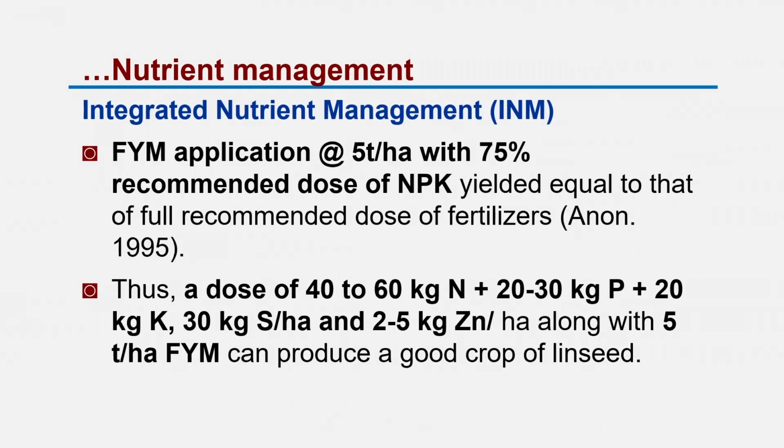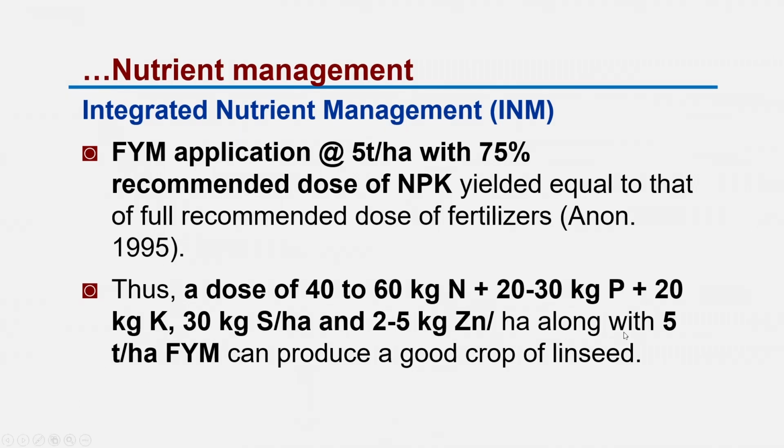So now we discuss the integrated nutrient management in linseed. Farmyard manure application of about 5 tons per hectare with 75% of recommended dose of NPK yielded equal to that of full recommended dose of fertilizer. That means if we are using 5 ton per hectare of farmyard manure, we can save 25% of NPK. And also there would definitely be improvement in physical, chemical and biological properties of the soil if we are following integrated nutrient management schedule.